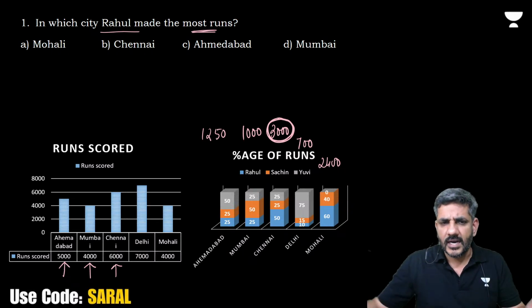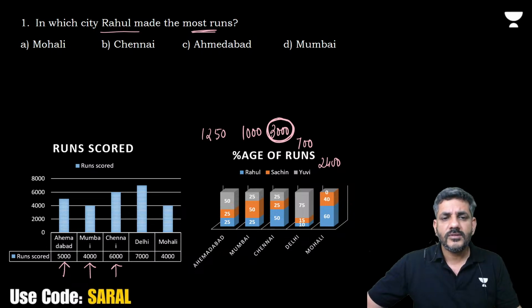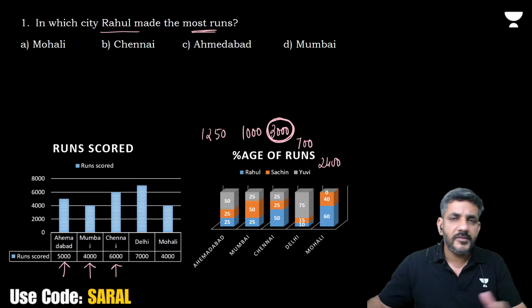So, a simple question. I'm sure you would have understood. That was a simple one. You could have done it easily as well, right? So that's the right answer for this question. That is option B, which is Chennai.